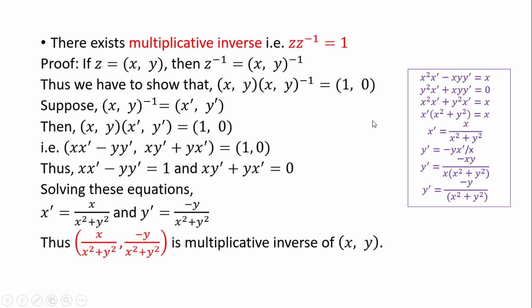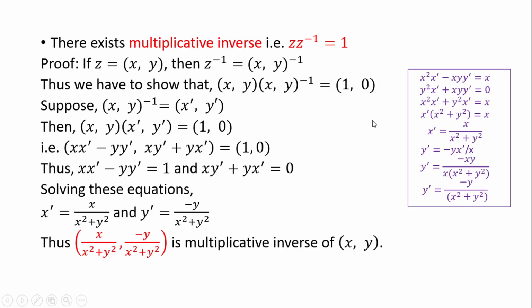Now go to the second equation, and from this equation we have y prime as equal to minus y x prime divided by x. And by putting the value of x prime here, we have minus y into x upon x into x square plus y square. So x gets cancelled, and we have y prime equal to minus y upon x square plus y square. So in this way we obtain x prime and y prime.